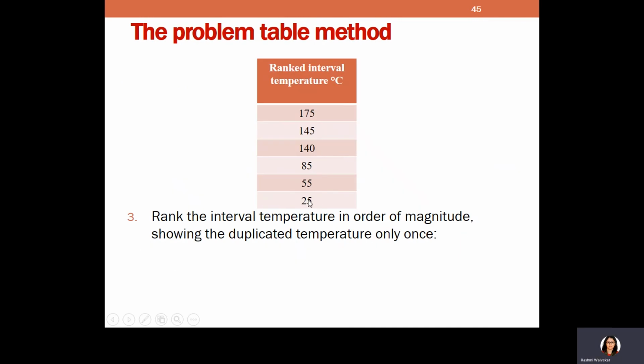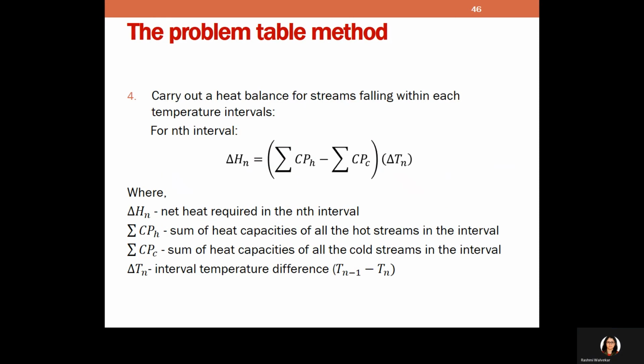Why do we bracket the duplicates? Because we don't want to write 145, 145 twice, because the delta T will be 0. So there is no point in writing the duplicate numbers. Once you rank the interval temperatures, we have to calculate the enthalpies. The enthalpy value formula is the summation of all the heat capacity flow rates for hot streams minus the sum of all for cold streams, times the delta T.